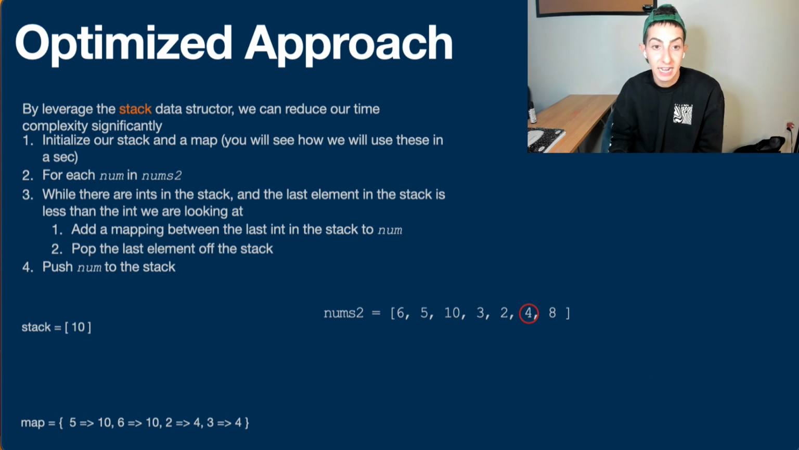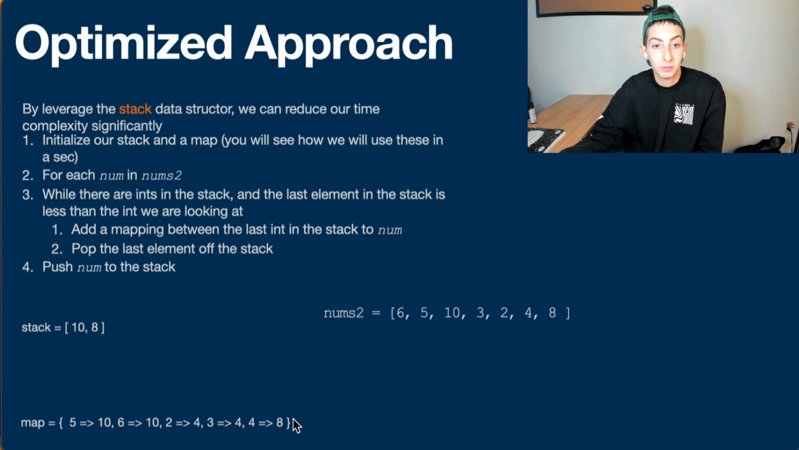4 is not greater than 10, right? So this condition doesn't get fulfilled. And all we do is push the number to the stack. So now we push 4 to the stack. Then we do 8. 8 is greater than 4. So what do you think we do? We create a mapping. 4 gets popped off the stack. 8 is not greater than 10. So our while loop condition is not fulfilled, and we push 8 to the stack. And that's our final result here. So we get this map.